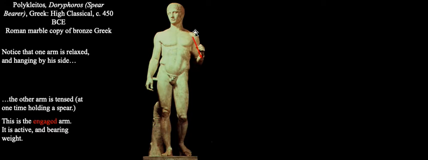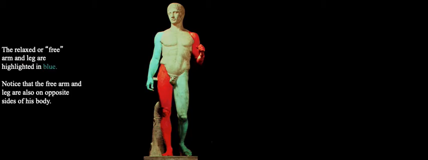So on this side, this arm has been flexed, right? He's brought the fist up. Originally, he was holding a spear. He is holding the spear in that arm. That's the engaged arm. It's doing something active. And the engaged arm is on the opposite side of the body as the engaged leg. This is the relaxed or free side of his body. They likewise are on opposite sides.